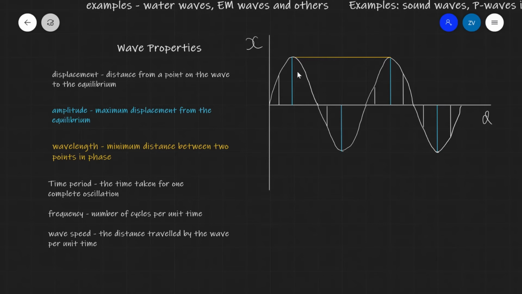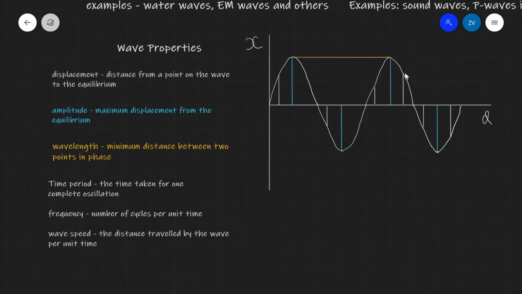The maximum displacement from a point of the wave to the equilibrium position is known as the amplitude, which I've drawn here in blue. The wavelength, on the other hand, is the minimum distance between 2 points in phase. This could be the peak-to-peak distance, for instance, or it could be the trough-to-trough distance, or the distance between any 2 points in phase. For instance, this one over here and another one right over there.